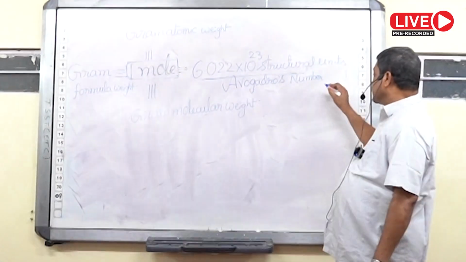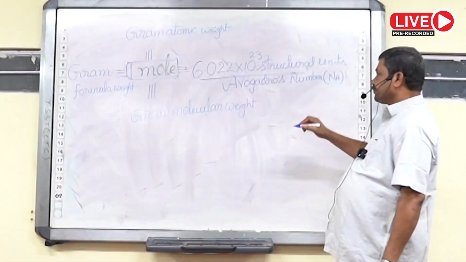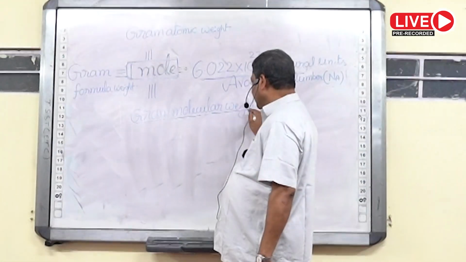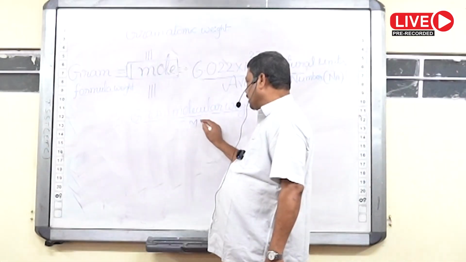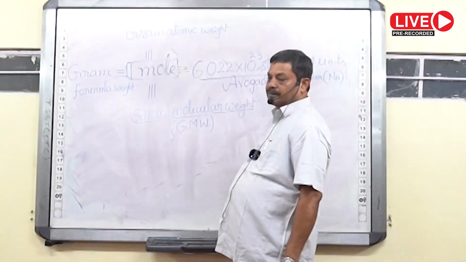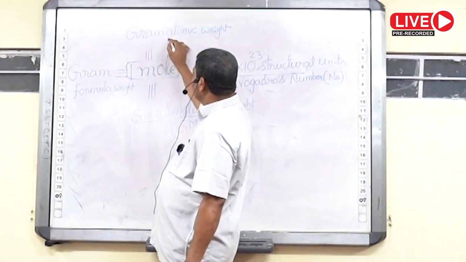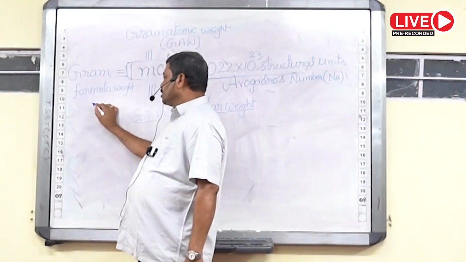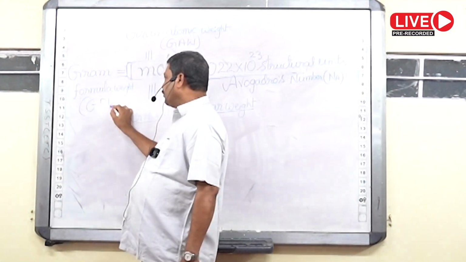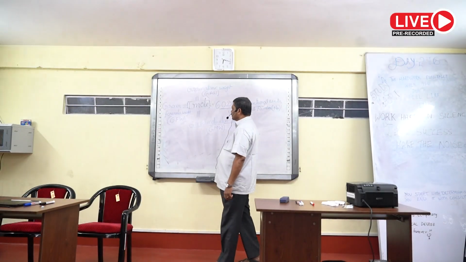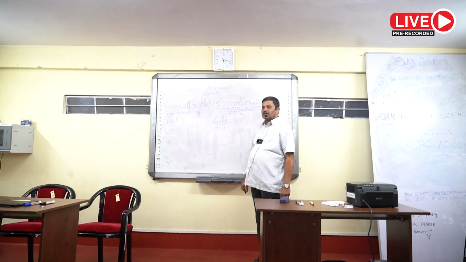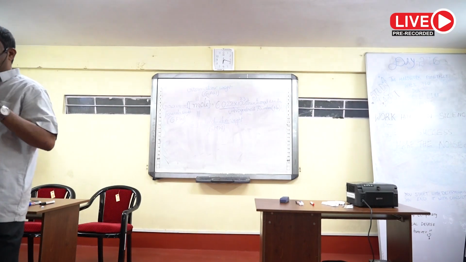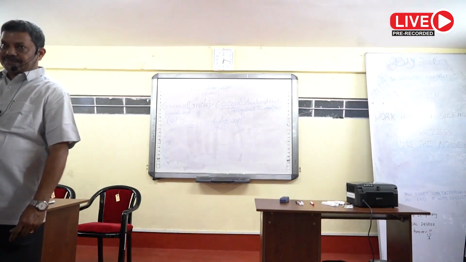Which we represent as Na. It is also equal to gram molecular weight, which we call GMW, which is also equal to gram atomic weight, which is also equal to gram formula weight. So mole is a term which you can use in different contexts.